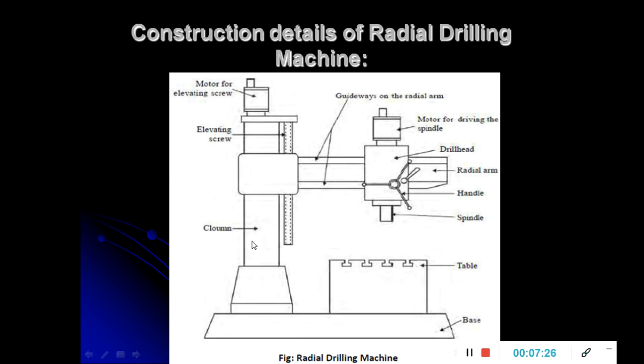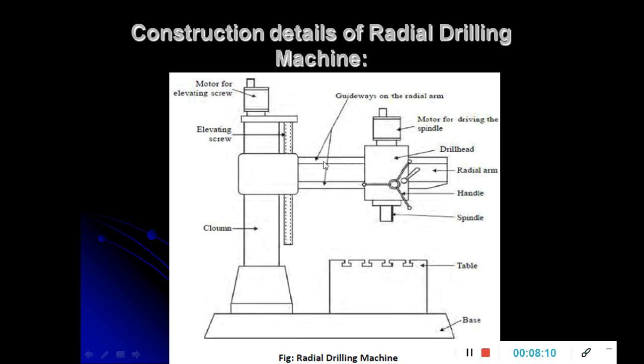Second main important part is known as the column. It is a circular cross section. Column is a circular cross section which holds the radial arm on it. The radial arm can be moved up and down on a column with the help of an elevating screw. These parts are very heavy. That's why it is not possible to move them by hand. That's why an individual motor has been provided at the top of the column. So with the help of this individual motor, the radial arm can be moved up and down on this vertical column.